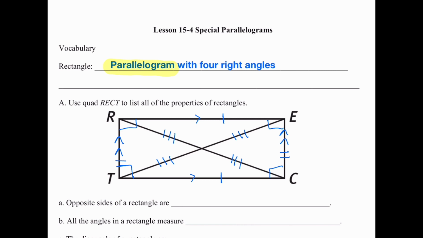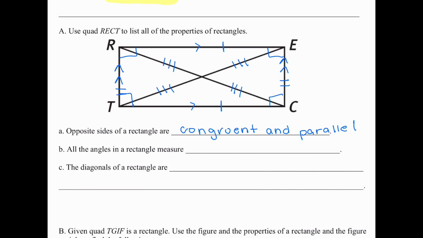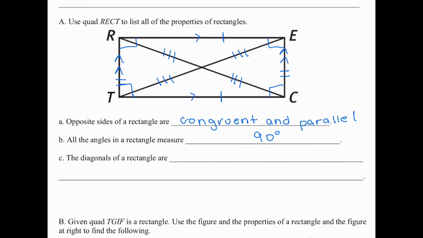So opposite sides of a rectangle are congruent and parallel, just like in a normal parallelogram. All the angles in a rectangle measure 90 degrees because they're all right angles. And like I mentioned, the diagonals of a rectangle are congruent and bisect each other. Let's try applying these properties.